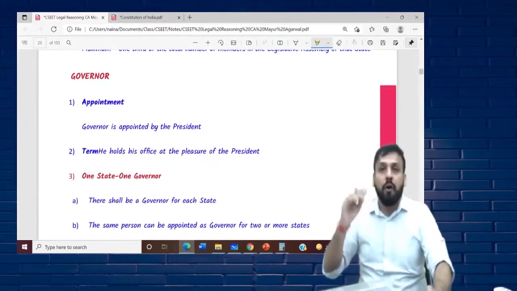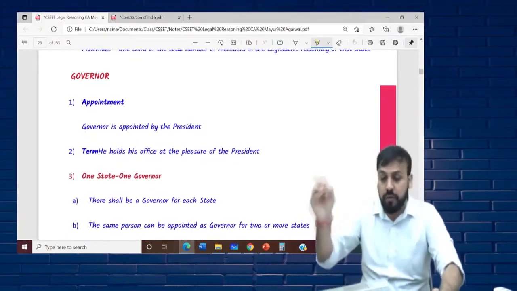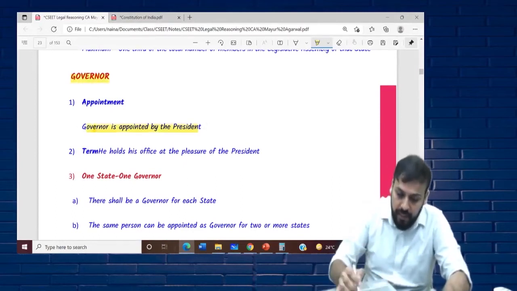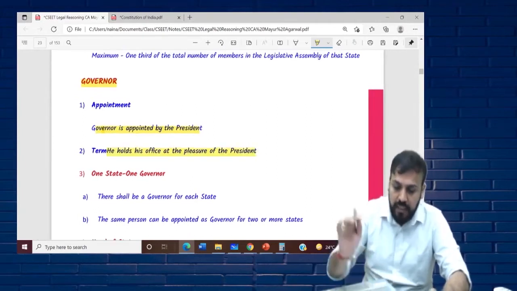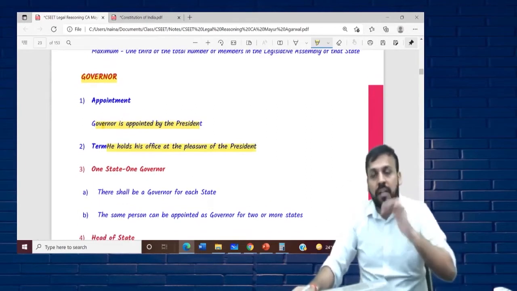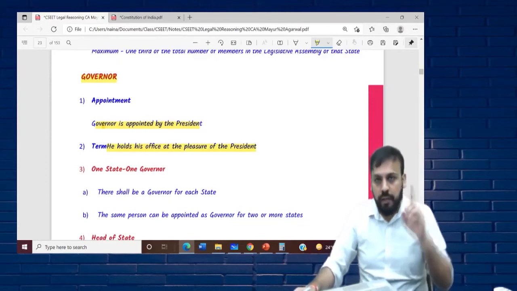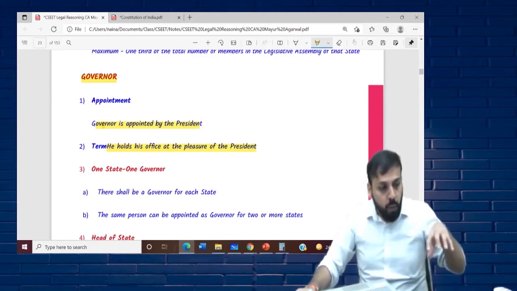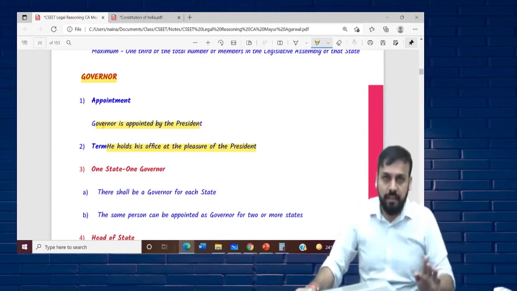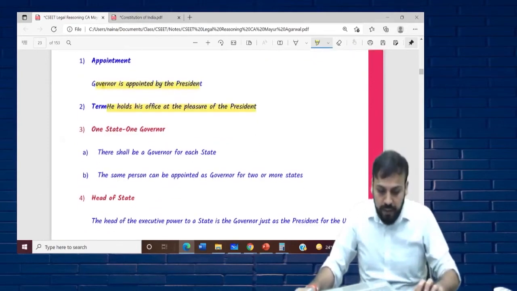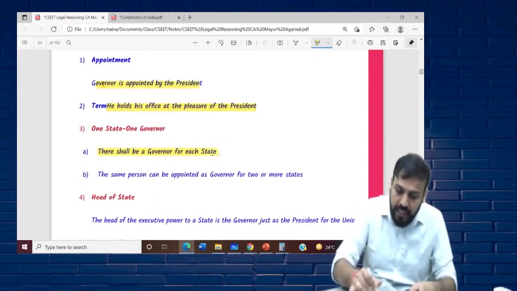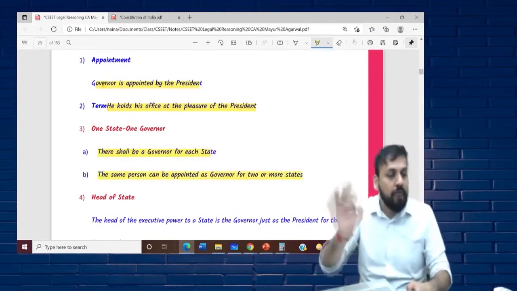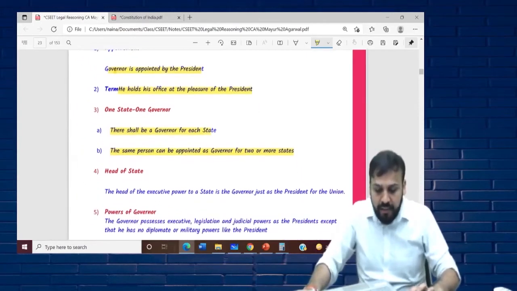Who is the head of the state legislative assembly and council? The governor, who is appointed by the president and holds office as long as the president wishes. But in one state there cannot be two or three governors. In one state like Maharashtra or Gujarat, there cannot be four governors. But one governor can govern four or five states. So there shall be a governor for each state, but the same person can be appointed for two or three states. In one state there will be only one governor, and he has the same powers as the president.